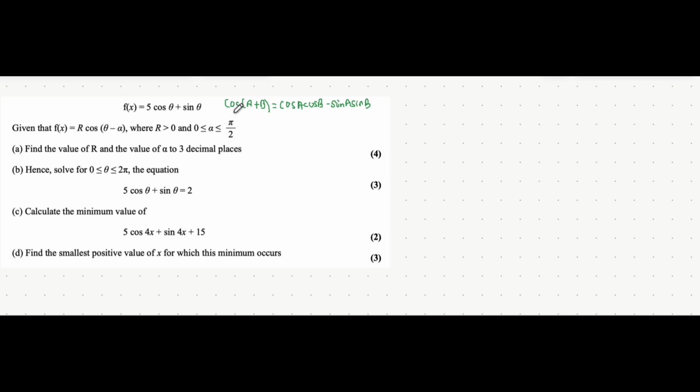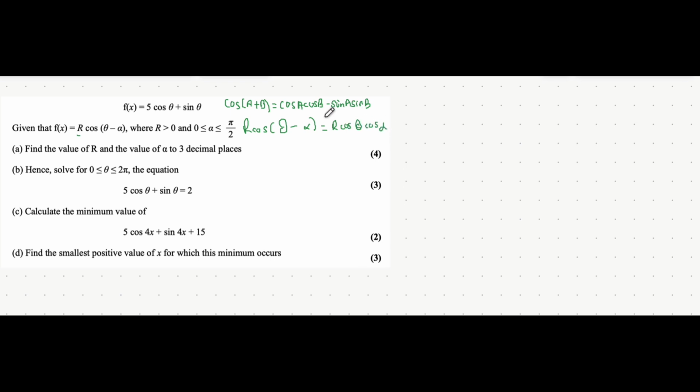Let's start by replacing A with theta and B with alpha in our equation, also multiplying by R. So let's do that to start off with, because after we've got this expression, we can compare it to the expression that's already given for f of x. So the first term would be cos A cos B, which is cos theta cos alpha, but you do have to multiply by the R, so it will be R cos theta cos alpha.